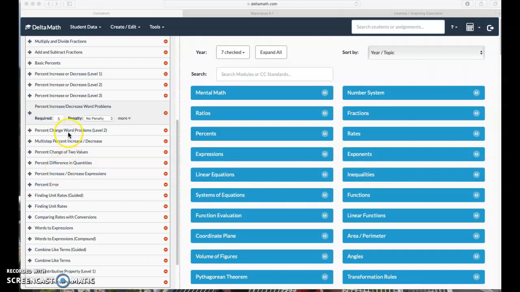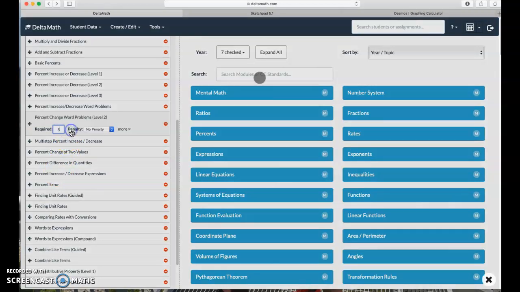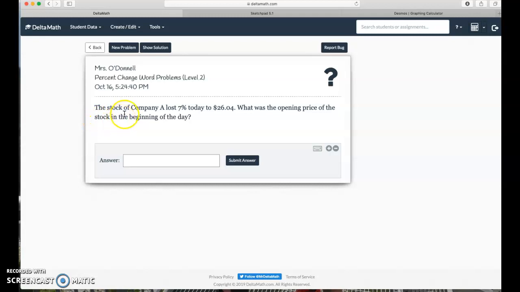Okay, percent change word problems level 2. Let's check it out. The stock of company A lost 7% today to $26.04. What is the opening price of the stock in the beginning of the day?